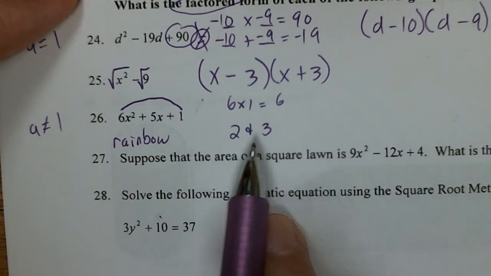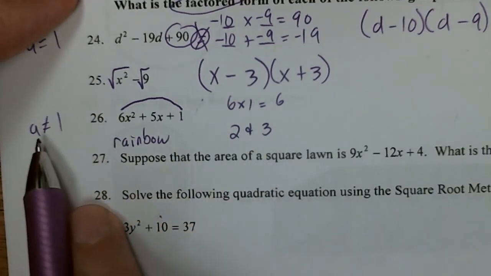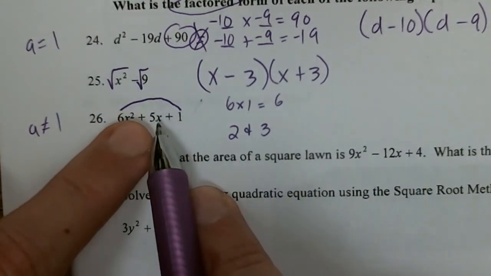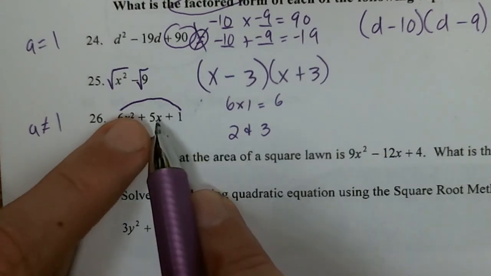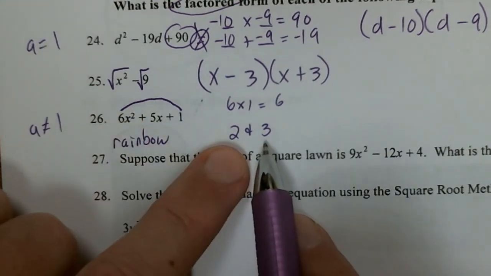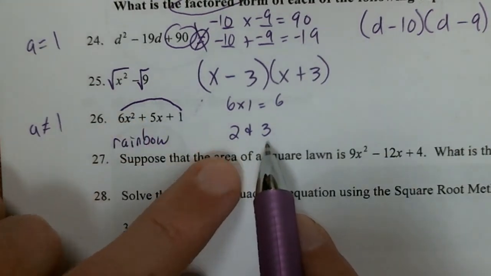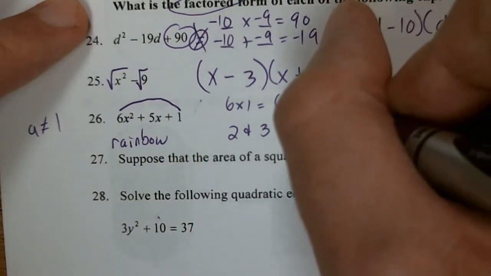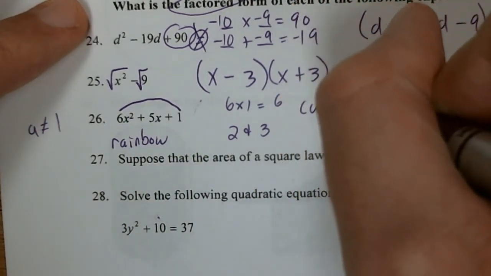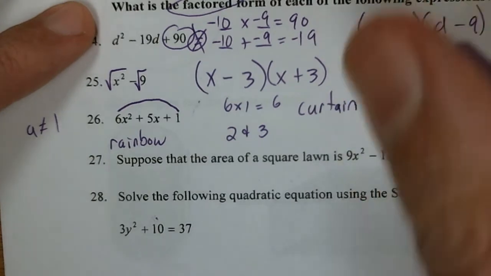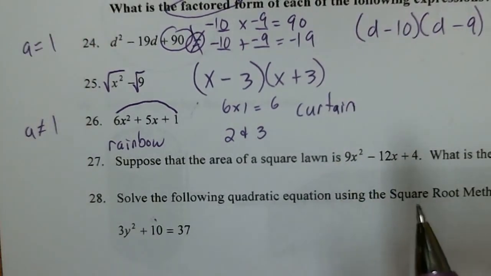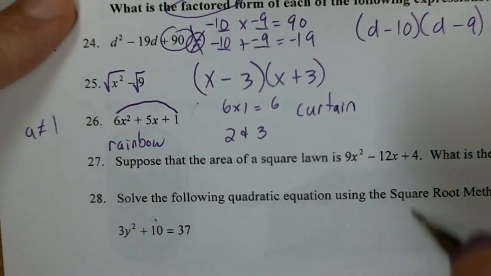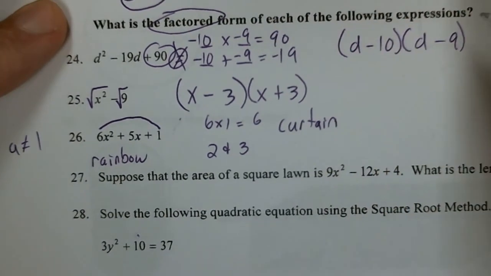So now I'm going to take this middle term. When you do the rainbow and factor when a is not 1, I'm going to take this middle term and split it. I can take 5 and split that into 2 and 3, and I haven't changed anything. So this is where I'm going to draw my curtain. I'm going to split my expression from 3 terms into 4 terms.